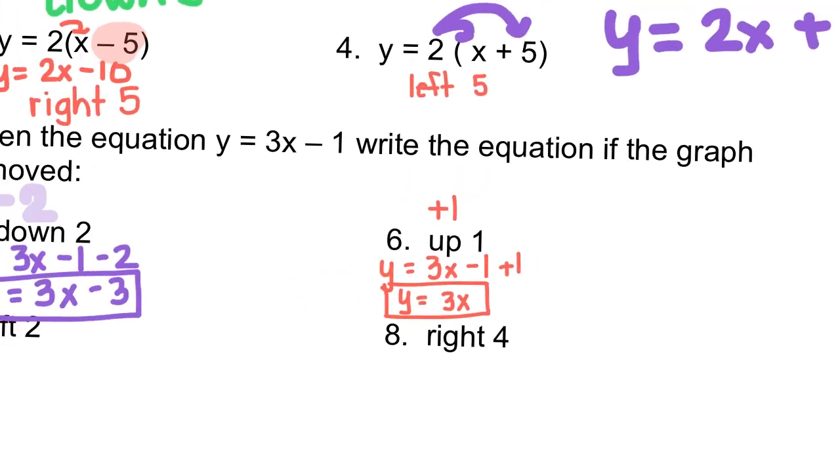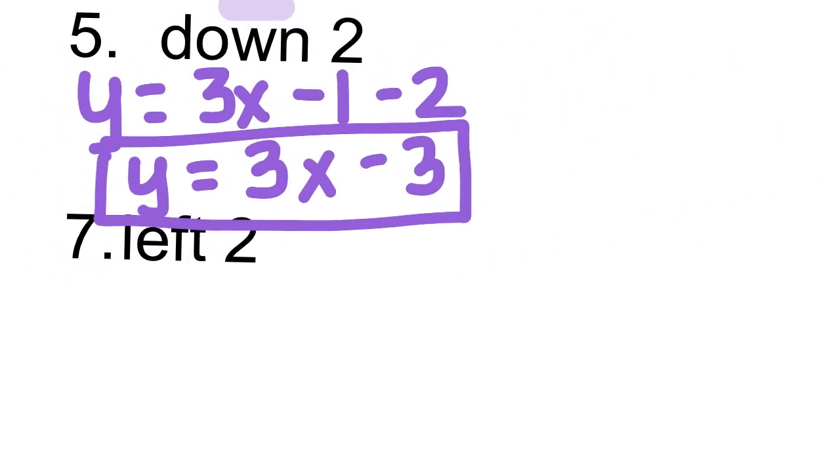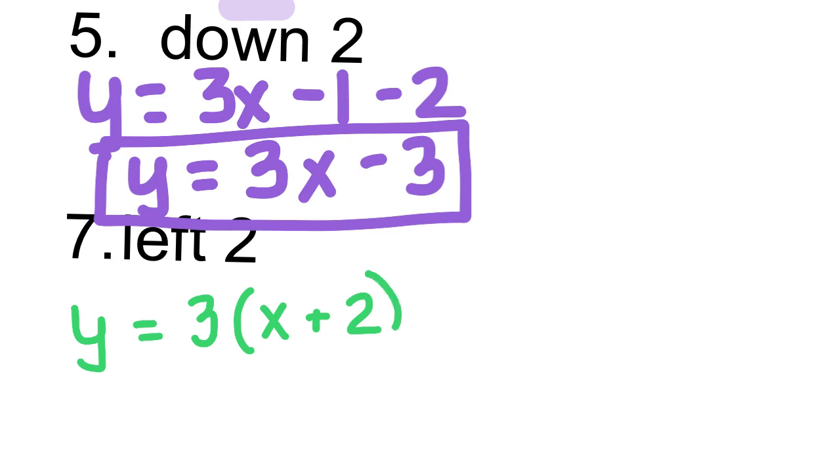Now let's look at left 2. If we went left 2, we would be adding 2. However, they would be inside the parentheses. So let's start with our equation, y equals, and then if we move left 2, we're going to have parentheses moving left 2, so that'd be x plus 2.